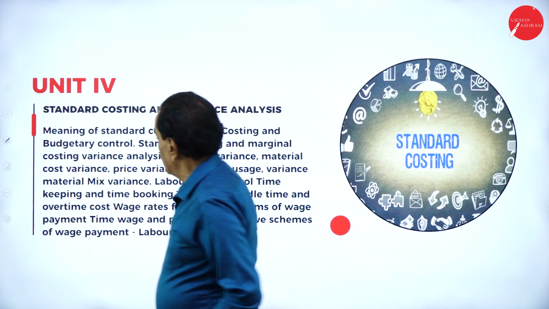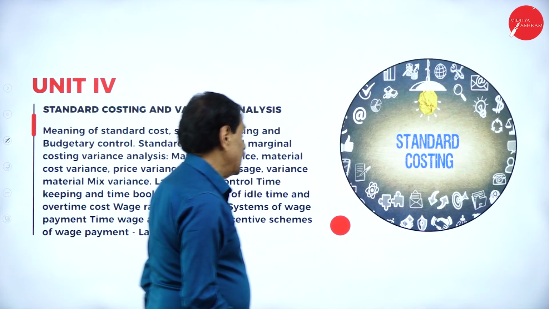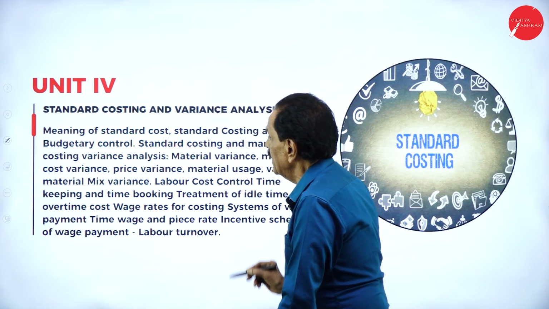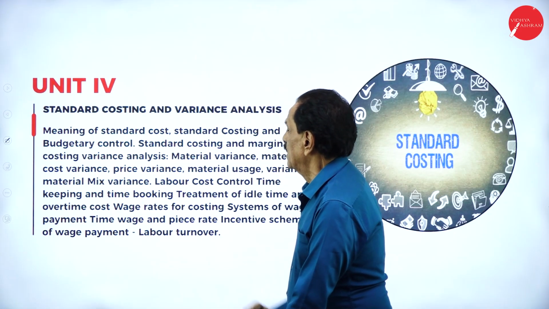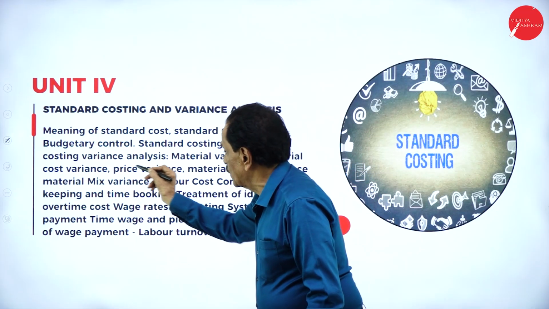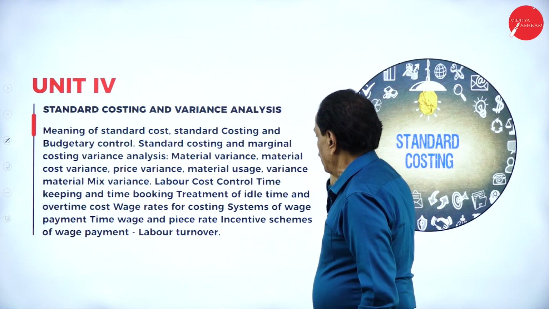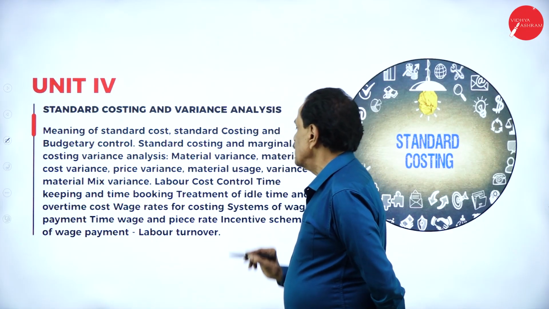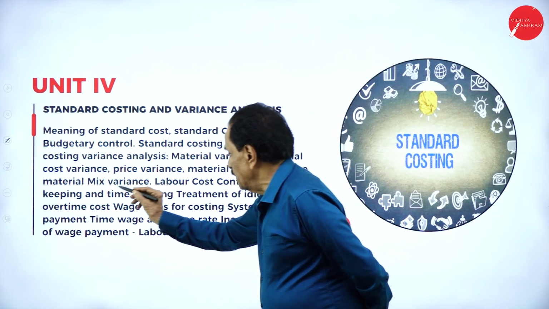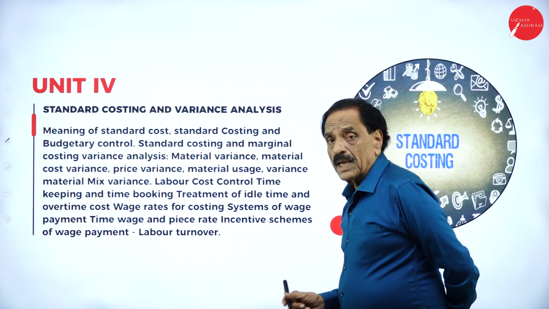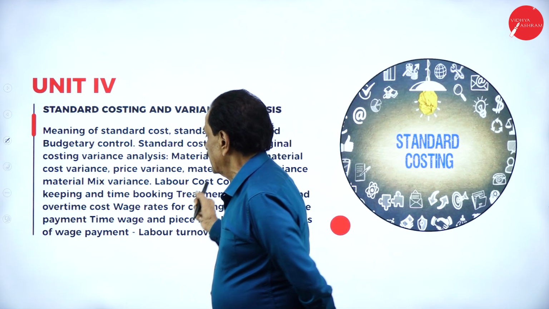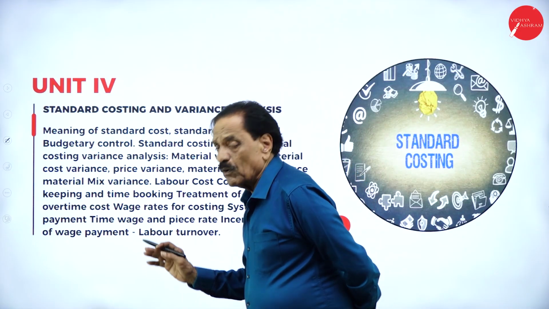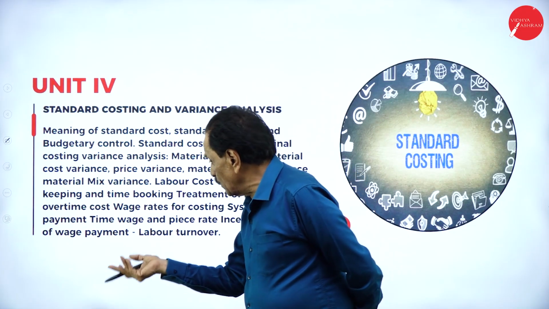Then Unit 4, standard costing and variance analysis: meaning of standard cost, standard costing and budgetary control, standard costing and marginal costing, variance analysis, material variance, material cost variance, price variance, material usage variance, material mix variance, labor cost control. Here, timekeeping and time booking, treatment of idle time and overtime. What do you mean by idle time? What do you mean by overtime?